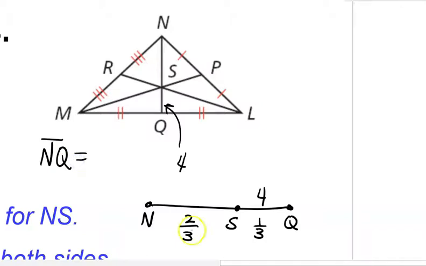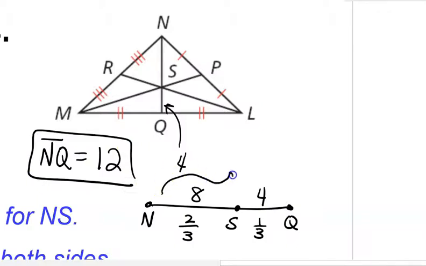Okay, and sometimes it just helps to draw this line right here. If you're able to do it without the line, by all means, go for it. Just helps me a little bit. So if this is 4, then this must be 8, because it's twice the length of that, which makes this whole thing 12. So NQ is 12, because that would be the entire thing, 12.